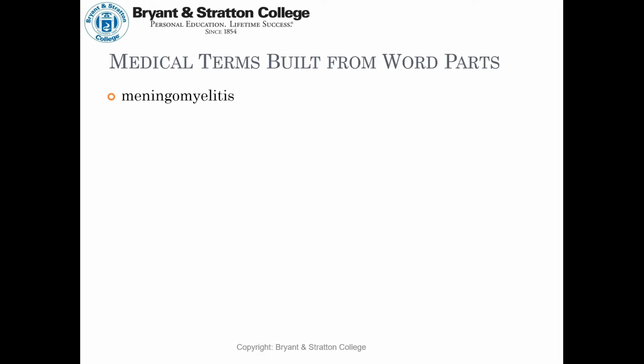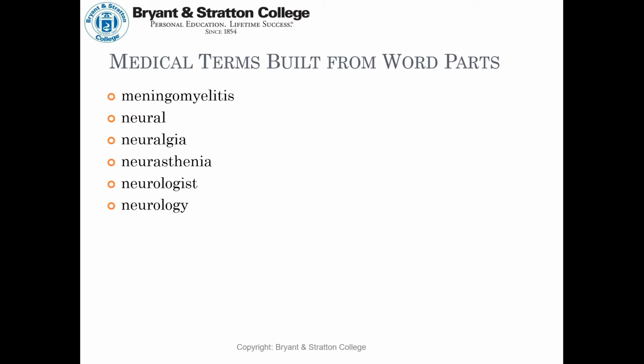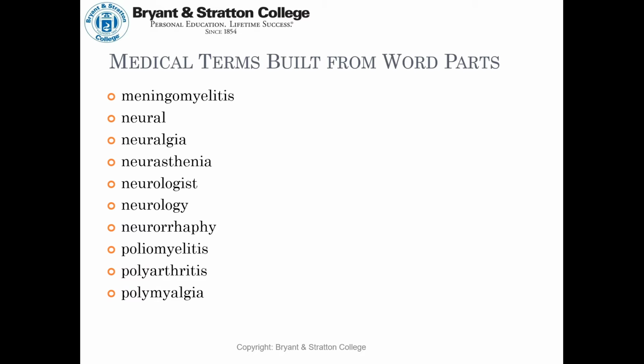So, meningomyelitis. This is just, again, an inflammation of the meninges around the brain. Neural, this just is applying to nerves. Neuralgia is pain of the nerves. Neurasthenia, neurologist, neurology. Poliomyelitis. Now, poliomyelitis is literally what we would refer to as polio. Polyarthritis, polymyalgia.